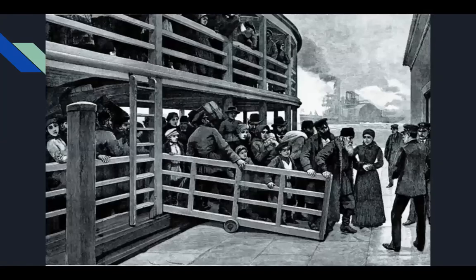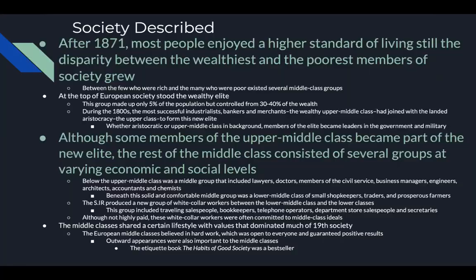So here's some migration. All right, society described. After 1871, most people enjoyed a higher standard of living, but still the disparity between the wealthiest and the poorest members of society grew. Between the few who were rich and the many who were poor existed several middle-class groups.